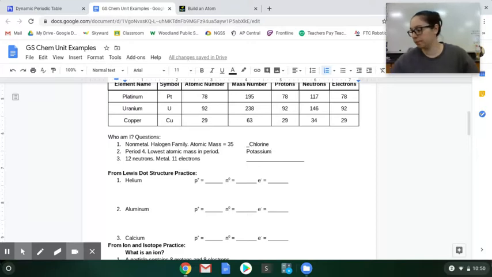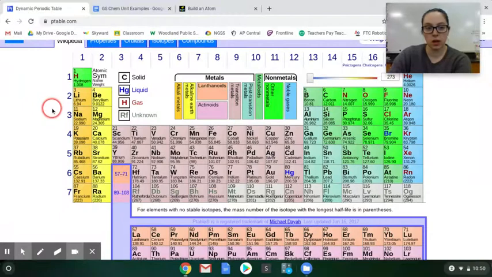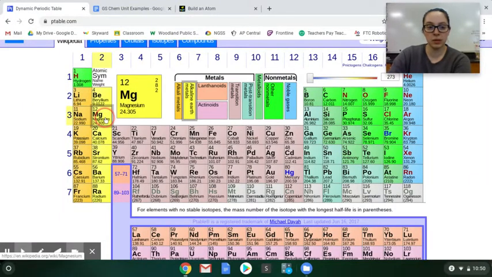Now this last one, I think we were mixing up what each subatomic particle did. So for this last one, 12 neutrons, it's a metal, and 11 electrons. Most people put magnesium. Magnesium is not the correct answer because magnesium has an atomic number of 12. But if it's neutral, it doesn't have 11 electrons. It has 12 electrons.